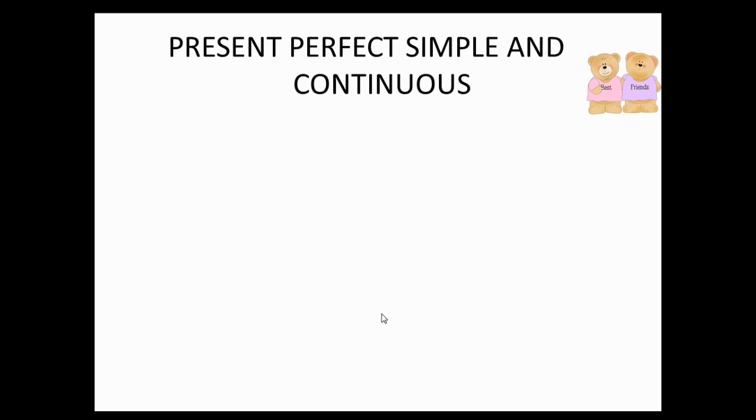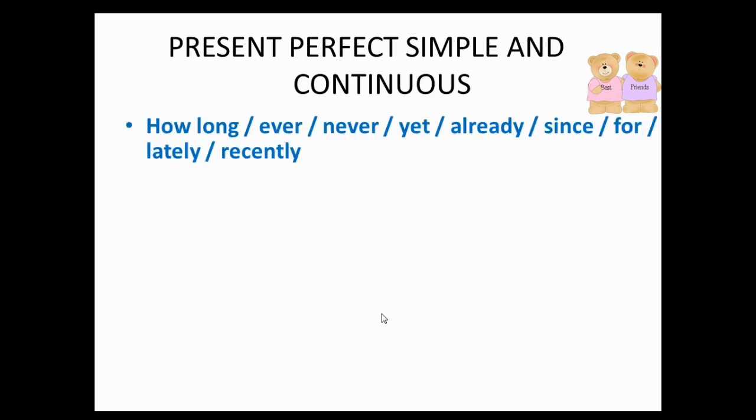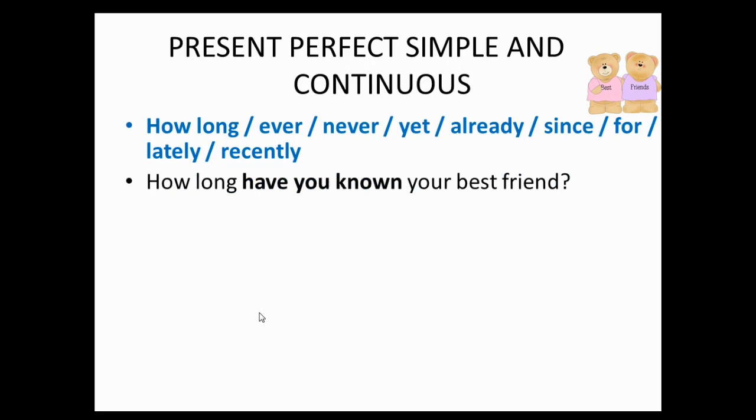You know the rules, you know how to form these tenses, but you seem to ignore them and avoid them all the time. You know that when you have these expressions in the sentence, you have to use either the present perfect simple or the continuous. So we say in English, how long have you known your best friend? We use how long, we don't say how much time, and here the present perfect.